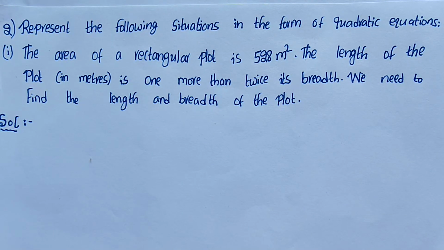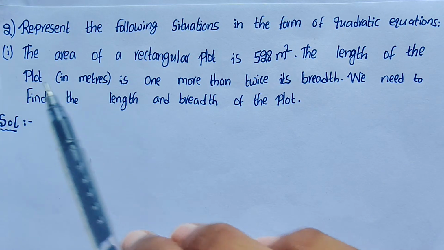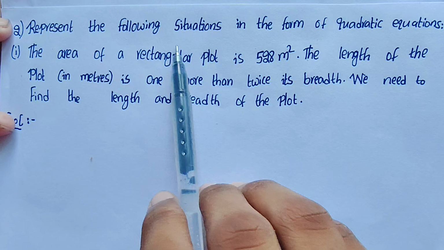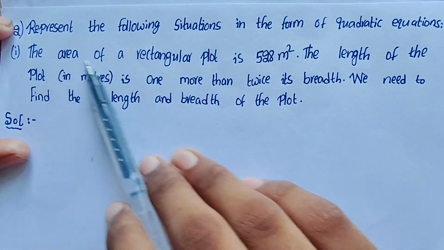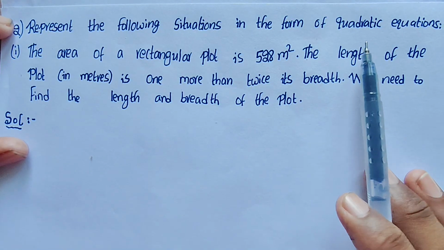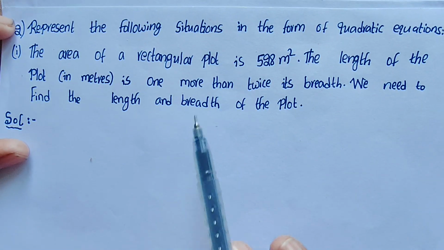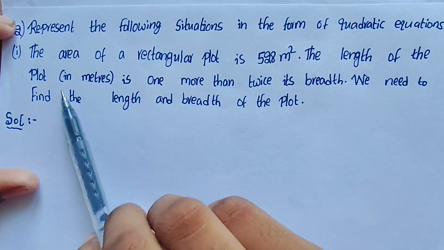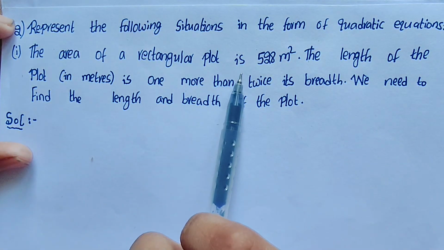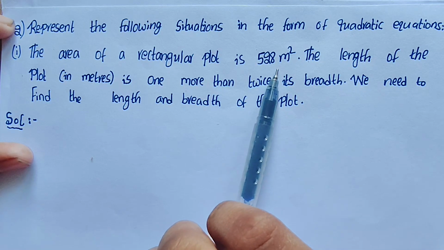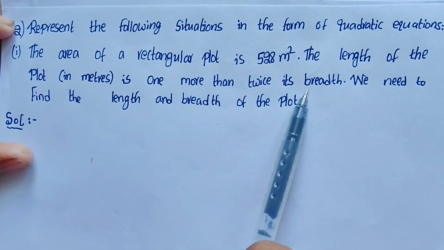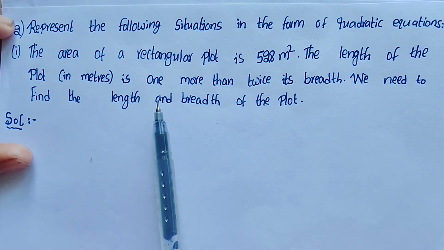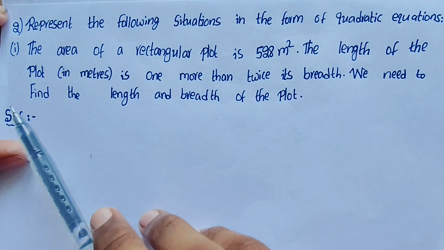In this video, I am going to explain exercise 4.1, second question, all parts. The question is: represent the following situations in the form of quadratic equations. So from the given problems, we have to form the quadratic equation. The first problem is: the area of a rectangular plot is 528 meters square. The length of the plot is one more than twice its breadth. We need to find the length and breadth of the plot.